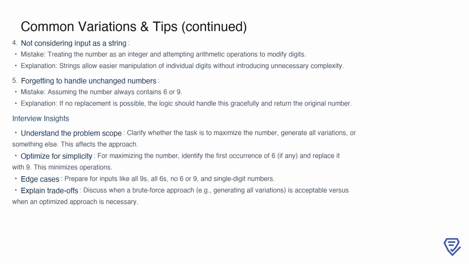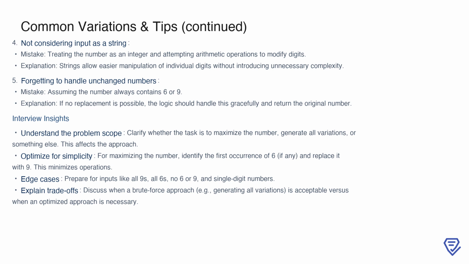From an interview perspective, it's important to clarify the scope of the problem early on. For instance, determine whether you're maximizing the number, generating all variations, or addressing another goal entirely, as this will shape your approach. Strive for simplicity. If the goal is to maximize the number, identifying and replacing the first occurrence of 6 with 9 is typically the most efficient method. Be prepared to discuss edge cases, such as inputs made entirely of 9s, numbers without any 6 or 9, and even single-digit inputs.